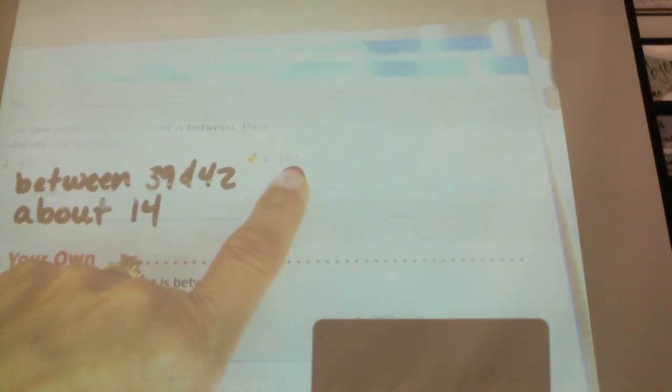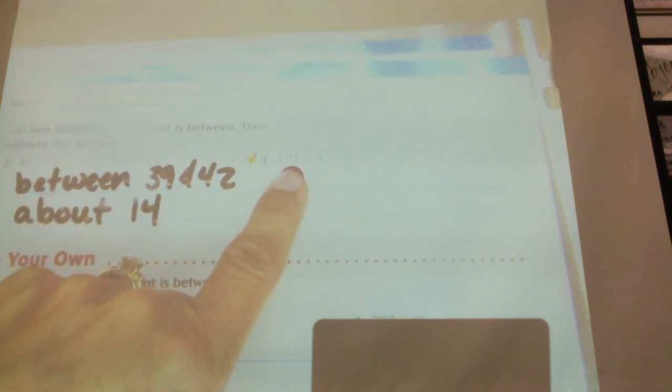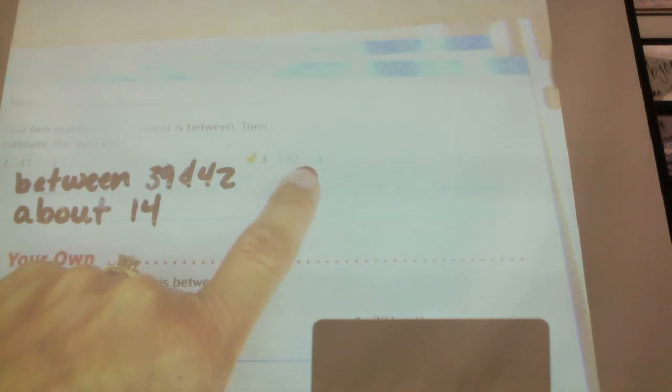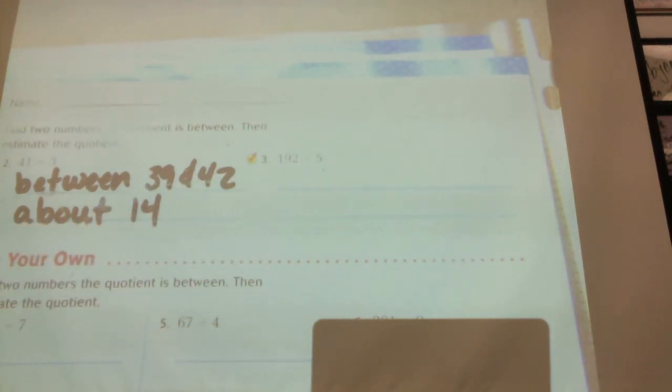This number is a lot larger. So, 192 divided by 5. I want you to think for a moment, what number times 5 is going to get you close to 192? And we'll start there, and then we'll work backwards or forwards, depending. I want everybody to think, times what number?